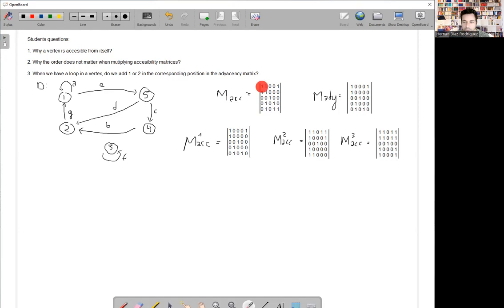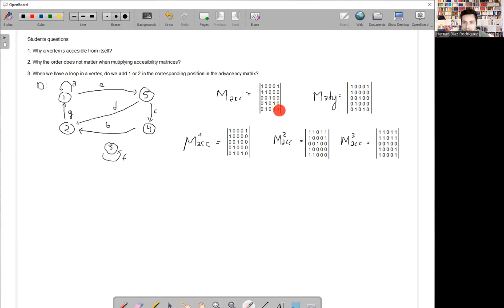So when we calculate this matrix, we always put ones on the diagonal, right? And it's easy to understand how we calculate the other positions. For instance, here, you can see how the vertex number 5 is accessible from 1 in this graph. We have the edge E that goes from 1 to 5. So we put a 1 in this position on the accessibility matrix.